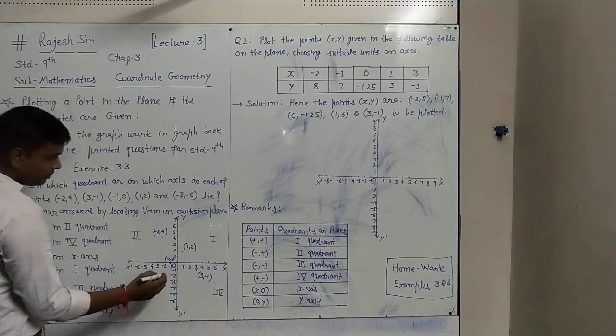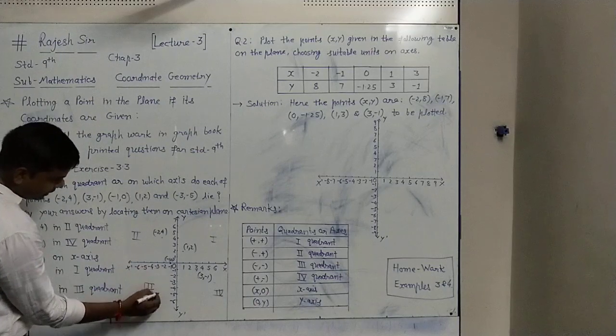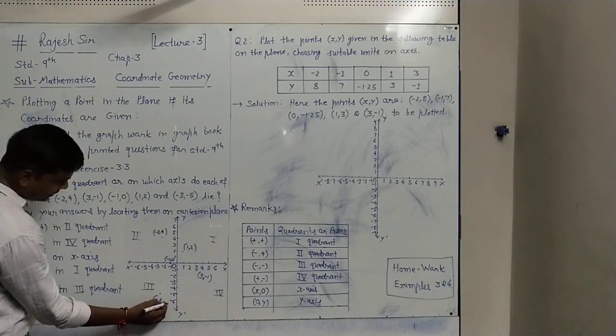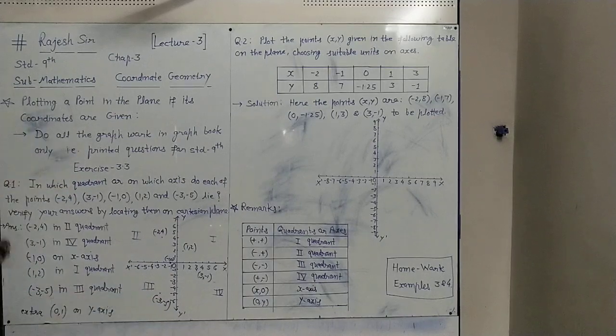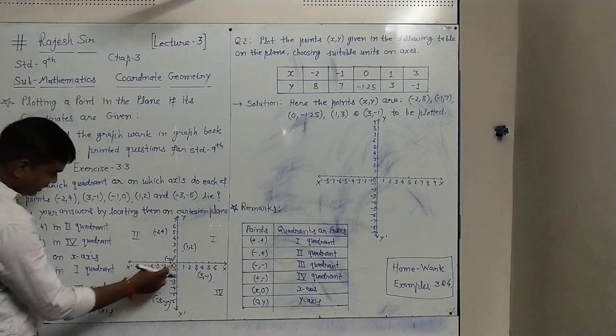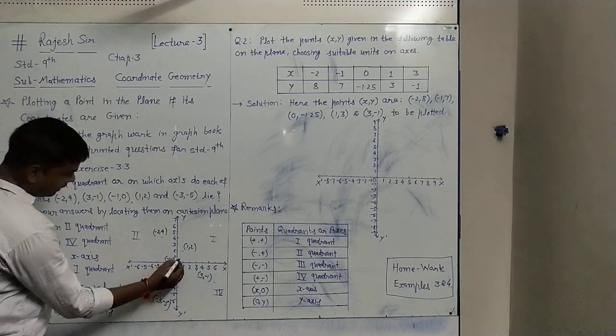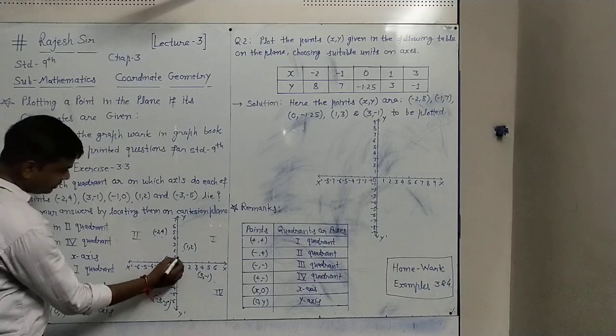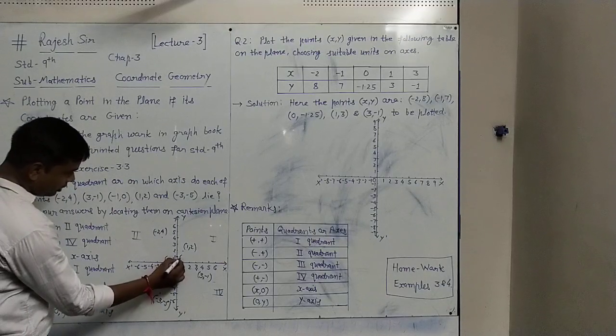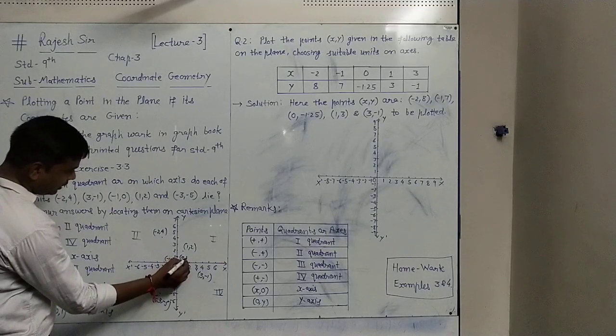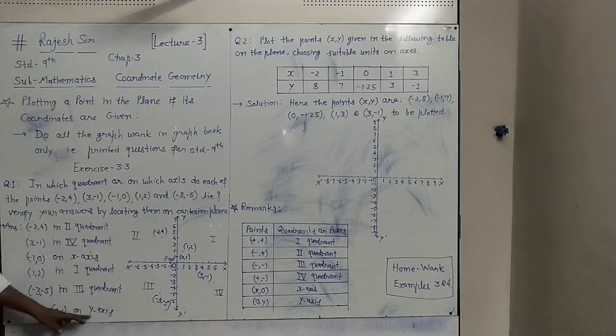Minus 3, minus 5. Minus 3 on x, minus 5 on y. Here the point will come. This point is minus 3, minus 5. It comes in the third quadrant, so we have done third quadrant. One extra point I have shown here, 0, 1. It is not given in the question. I have written 0, 1. 0 on the x-axis means here only, and 1 on the y-axis here. So this point is called 0, 1, and it is on the y-axis.